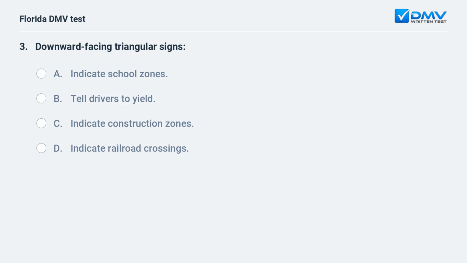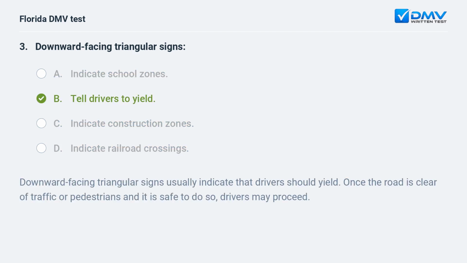Downward-facing triangular signs. A. Indicate school zones. B. Tell drivers to yield. C. Indicate construction zones. D. Indicate railroad crossings. B. Tell drivers to yield. Downward-facing triangular signs usually indicate that drivers should yield. Once the road is clear of traffic or pedestrians and it is safe to do so, drivers may proceed.